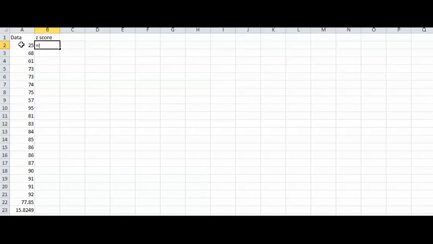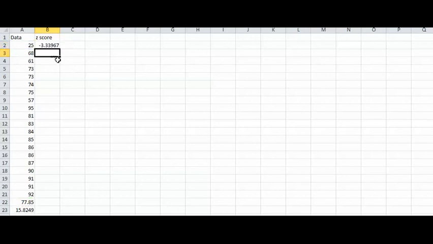I highlight this first exam score of 25. I type in a subtraction sign, and then I click on the mean down here, which we calculated together. Then I type in a right parentheses, and then I type in this slash right here. It's a division sign. And then I click on the standard deviation down here. And once I press enter, Excel is going to subtract the mean from 25, and then divide the answer by the standard deviation. And that'll give us the z-score of person 1 right here.